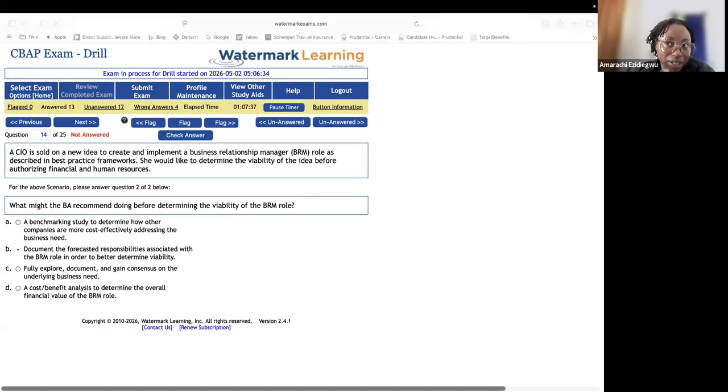I would eliminate A because when we are talking about feasibility, I would think of it more from an internal perspective and not an external one. That's why the benchmark part, which is a comparison with competitors and other related companies, will be out for me. But then again, I'm leaning towards B, or B and D: to document the forecasted responsibility associated with the BRM role in order to better determine the viability. That's a strong option for me also. Okay, so we have to vote for B. Let's test that.